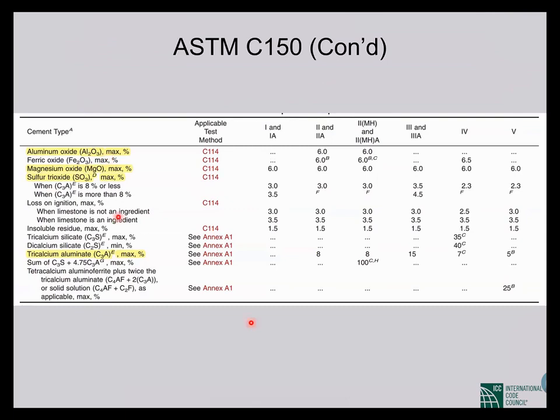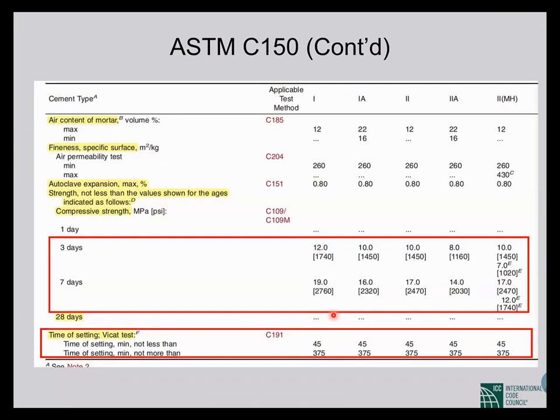Now, the chemical composition of these different types of cements are specified as shown in this table. So for type 1, what should be the maximum percentage of alumina? What should be the maximum percentage of magnesium oxide? Or what should be the maximum percentage of other compounds? These are mentioned here. And the properties like fineness, expansion, etc.